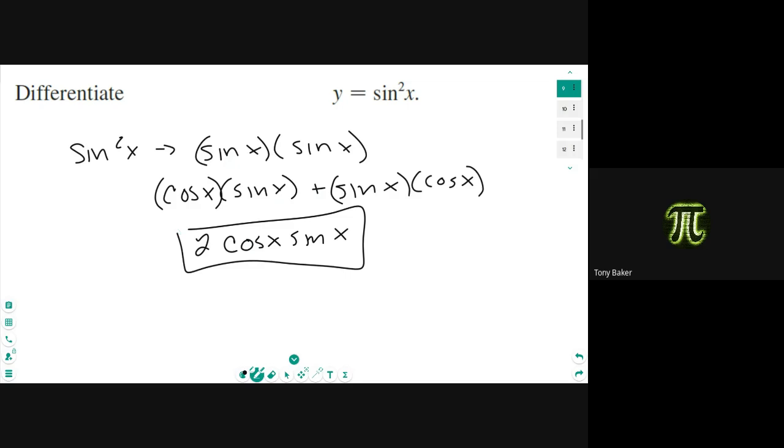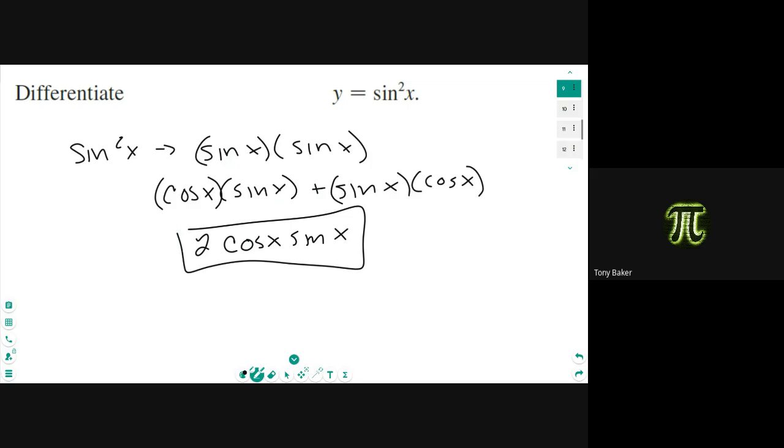I ruined the way that I had. Yeah, I think you had 2 sine of x, cosine of x, right? Yeah. That's fine. Yeah, it's still the same answer. Extra parentheses isn't necessarily a bad thing as long as they're in the right spots. So yeah, that would be the answer to that one.